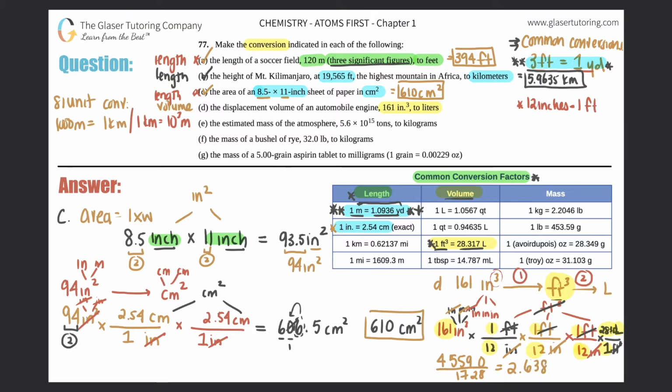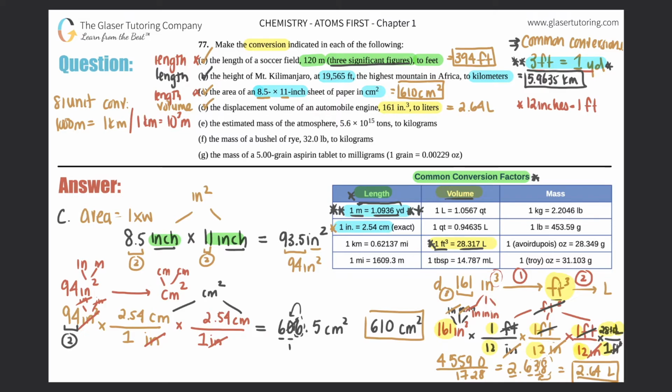2.638. And in the beginning, there were 3 sig figs. It was 161. So you need 3 sig figs here. So the 2, 6, and the 3, the 8 will tell me that the 3 rounds to a 4. So this would be 2.64 liters. Awesome. Box that answer off, guys. This one's coming over here, 2.64 liters. You see what I mean by saying that this one was a huge question?